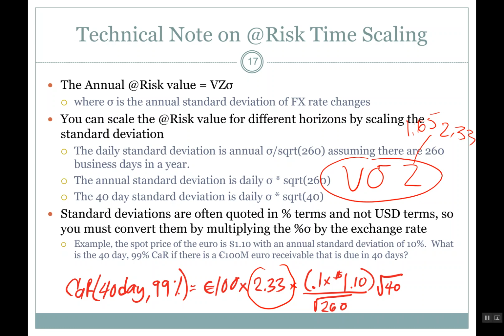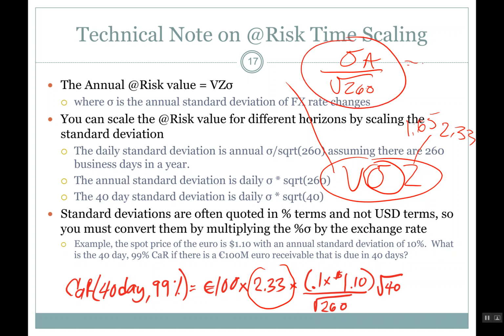What if your exposure isn't a year, but it's half a year or 1 month? You could scale the EAR by taking this number here. So your VaR, your sigma, you can scale standard deviations across time. So what if the account is due tomorrow? It's not due a year from now. You can take the annualized standard deviation and divide by the square root of roughly 260 business days in a year. That would be the daily standard deviation.